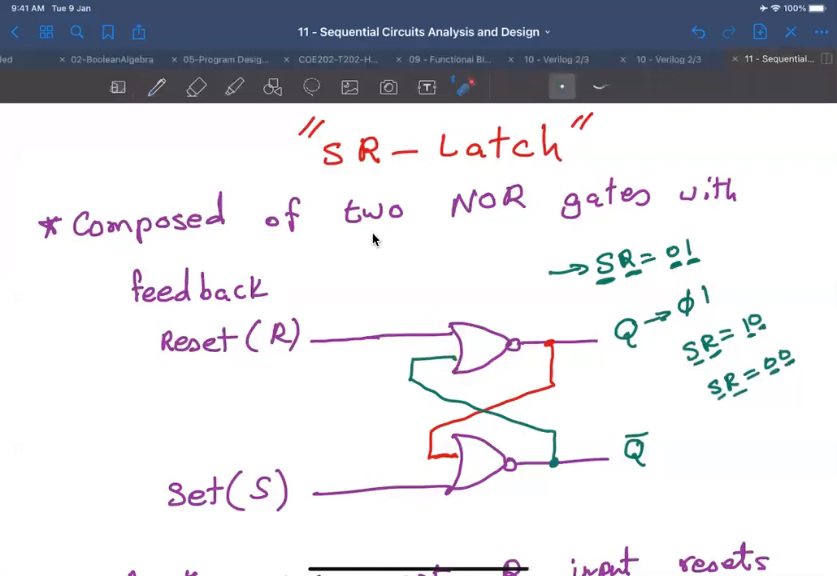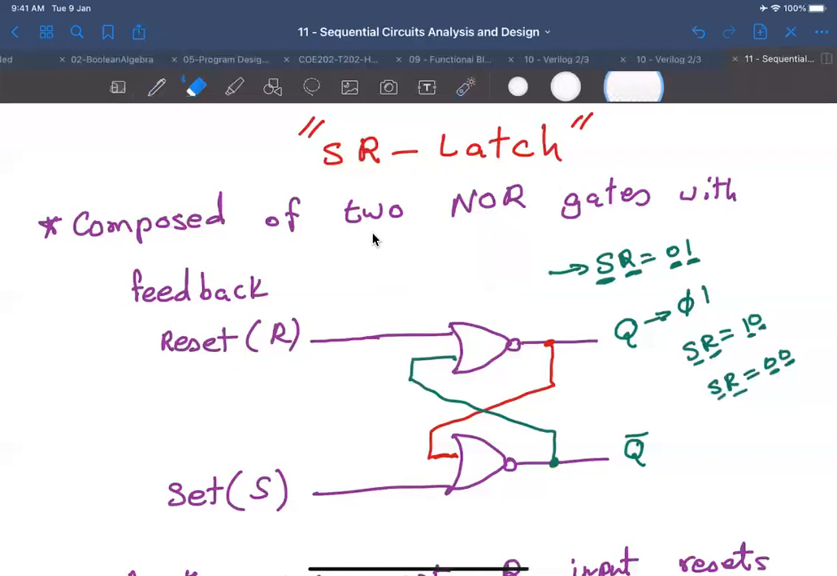So if this is a 0 and this is a 0, then this is Q complement, and the output here will be Q, because 0 NORed with Q complement is Q. 0 NORed with Q complement is what? It's 1 ANDed with, by De Morgan's law, Q, which is Q. So Q will not change. Similarly, Q complement will not change, because it becomes 0 NORed with Q, which becomes Q complement.